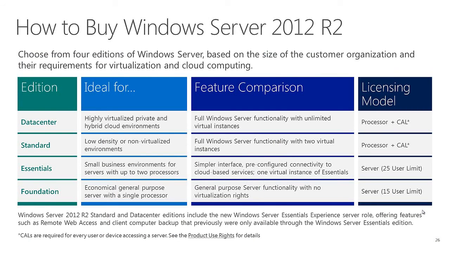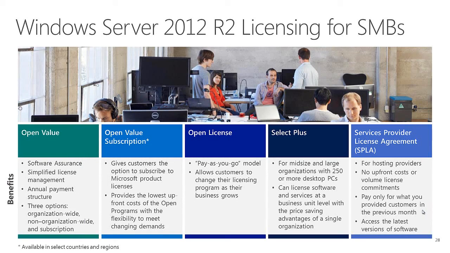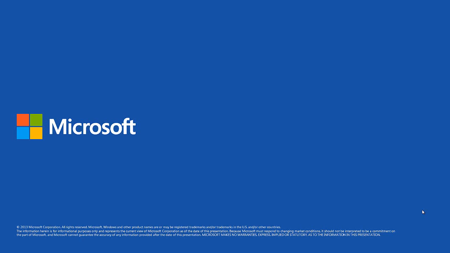And a little bit of information, again, I just wanted to include this slide on how to buy so that you are familiar with all of this information. And finally, some product and licensing resources that you can use as well. So a lot of different programs that the product is available in, and so you can look at these and decide which is the most appropriate method for you.